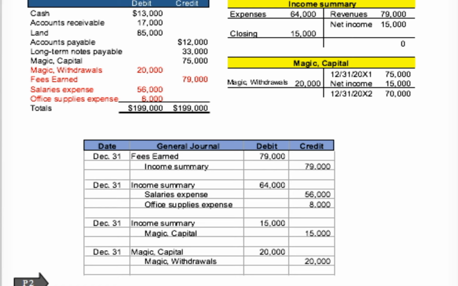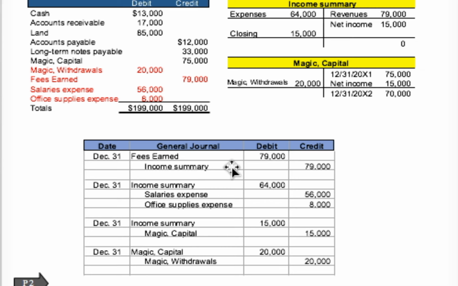So the first closing entry closes the revenue accounts to a new temporary equity account called income summary. Fees earned has a credit balance of $79,000, so to close that, we will debit the fees earned account for $79,000 and credit income summary. So that's the first journal entry that you see right there. The second closing entry closes the expense accounts, crediting salaries expense and office supplies expense, and debiting income summary for the total of $64,000, which you see right here.